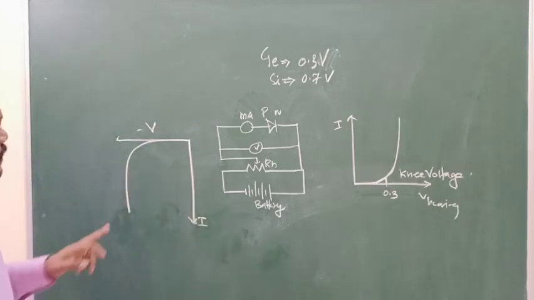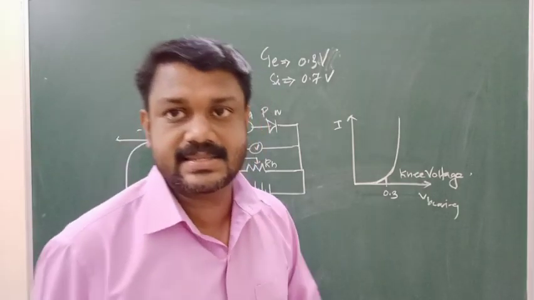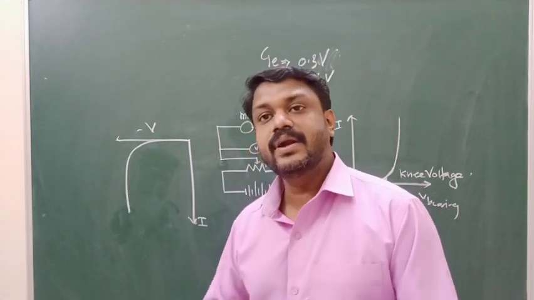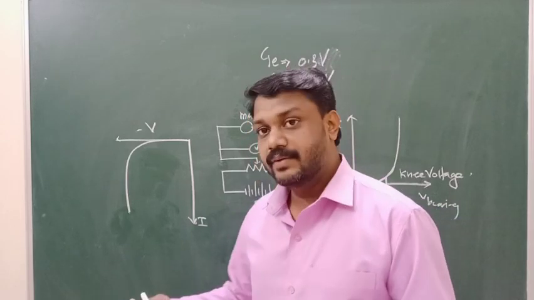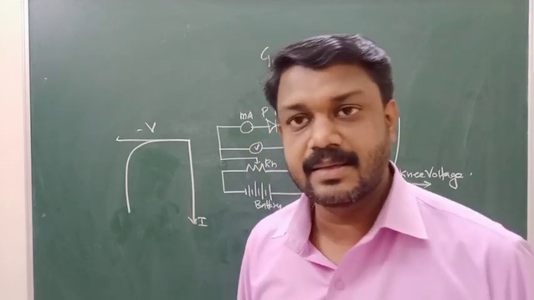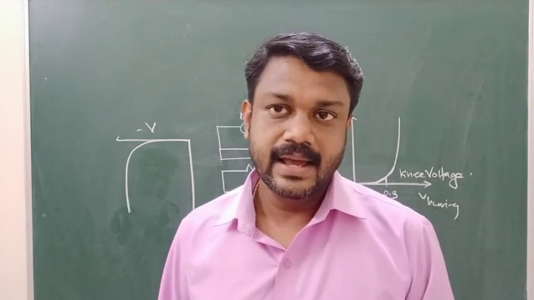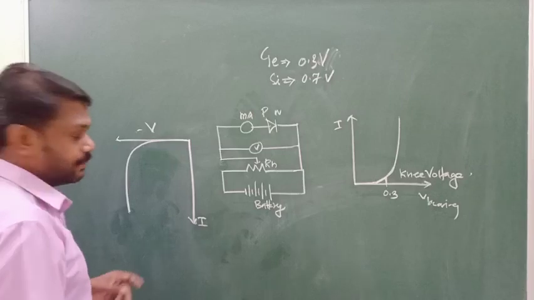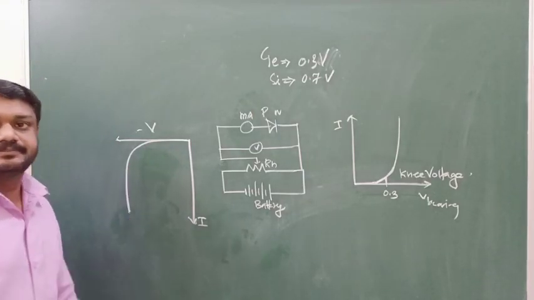Why like this? Because when you increase the biasing potential in reverse bias, the depletion region width increases. Only minority charge carriers provide the current there. Slowly, when the depletion region width is sufficient to accelerate more and more minority charge carriers, only then will you get a current across. After a particular value of the biasing potential, the current increases.